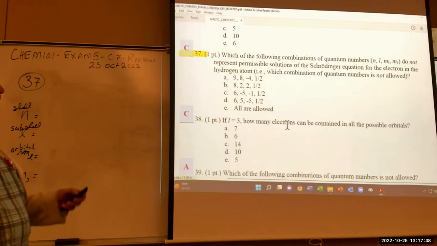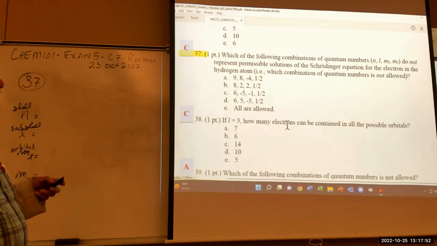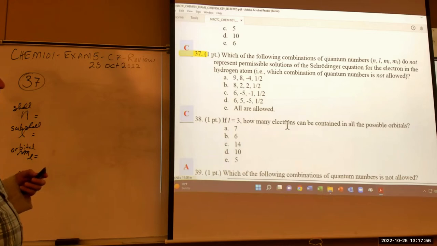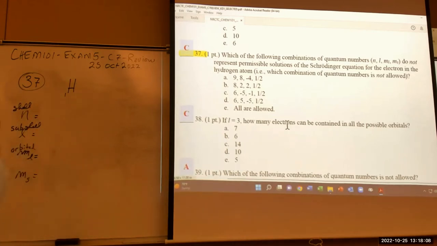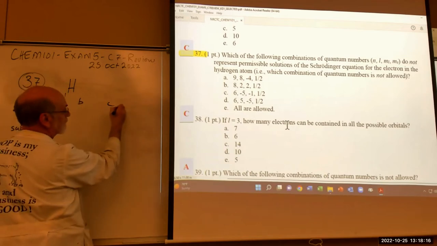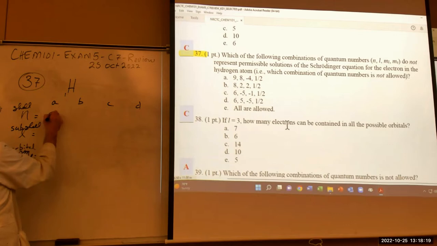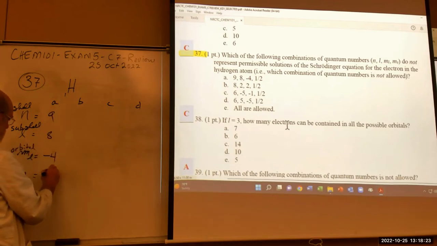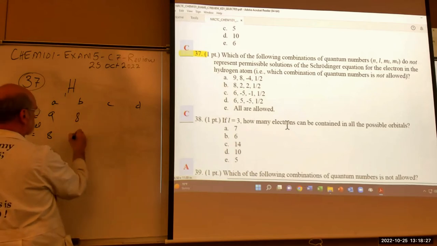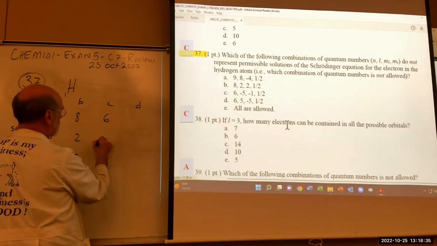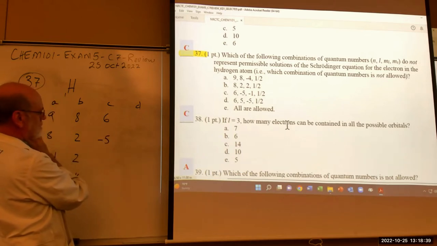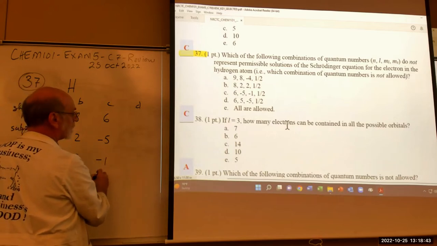37. Which of the following combinations of quantum numbers, N, L, M sub L, M sub S, do not represent permissible solutions of the Schrodinger equation for the electron in the hydrogen atom? Which combination is not allowed? So we've got the electron in the hydrogen atom, right? Got one electron. Which of these is not allowed? All right, so let's do A, B, C, and D. First one is 9, 8, minus 4, and plus 1/2. The second one is 8, 2, 2, and plus 1/2. The third one is 6, minus 5, minus 1, and plus 1/2.